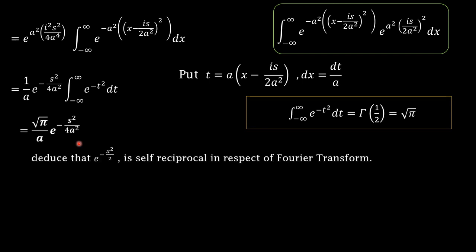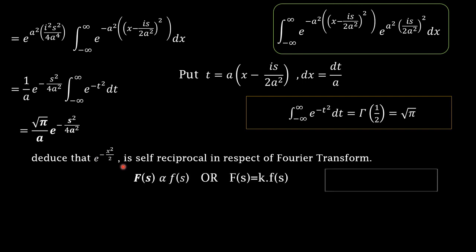Now to deduce that e to the power minus x square by 2 is self-reciprocal with respect to the Fourier transform, we will first analyze what we mean by self-reciprocal. Self-reciprocal is nothing but the Fourier transform of the function should be proportional to the given function, and the given function over here is e to the power minus x square by 2 at x is equal to s, or that is nothing but f of s is equal to k into the function value at x is equal to s, where k is some proportionality constant.